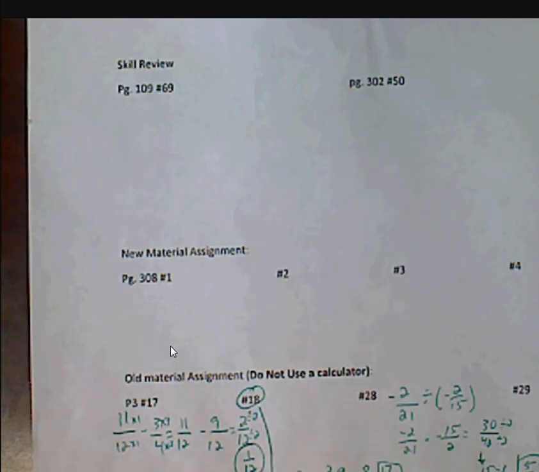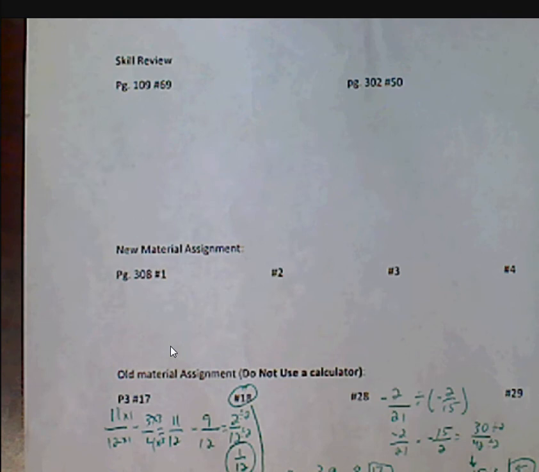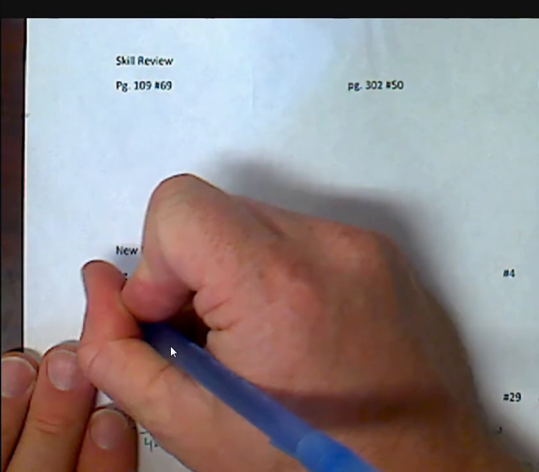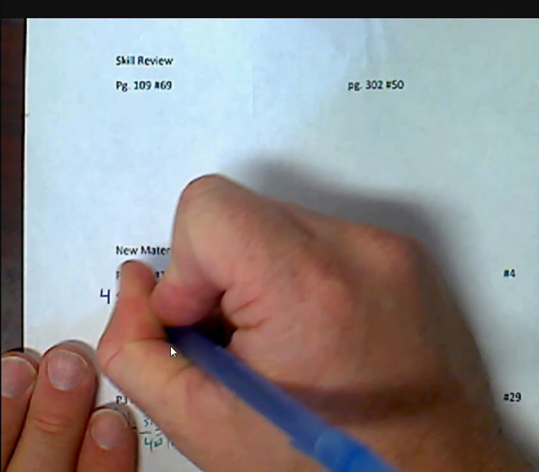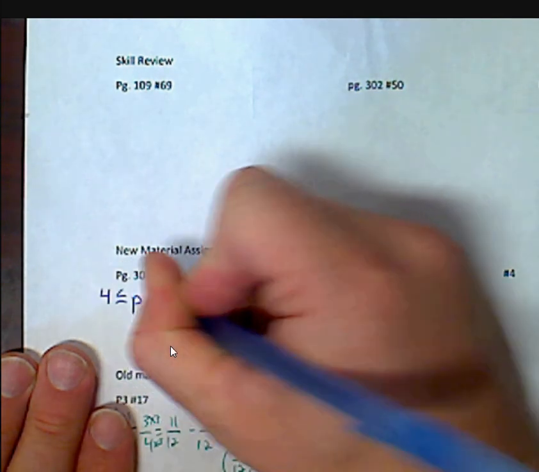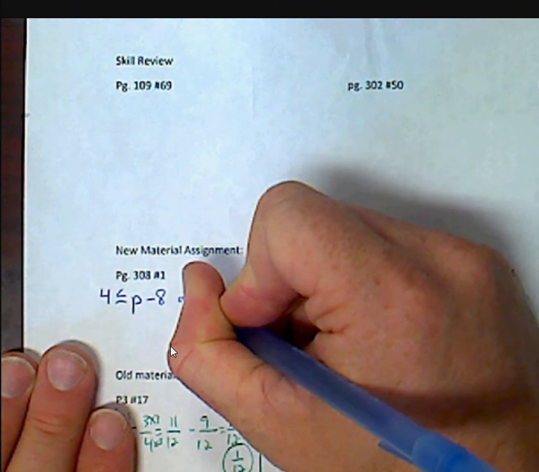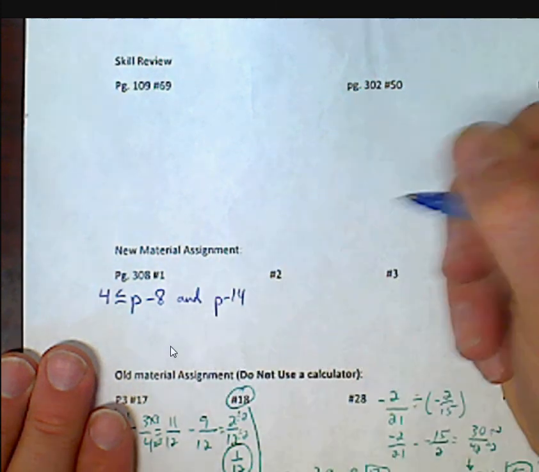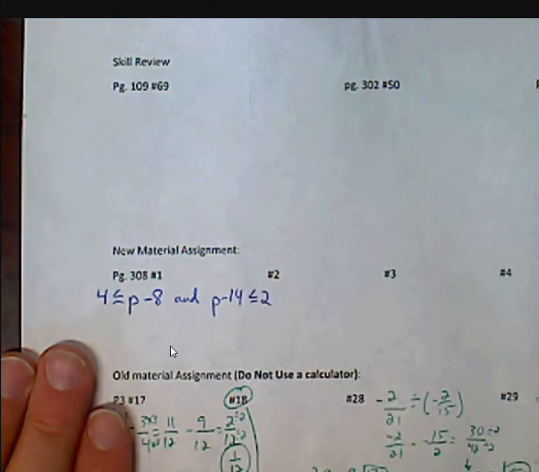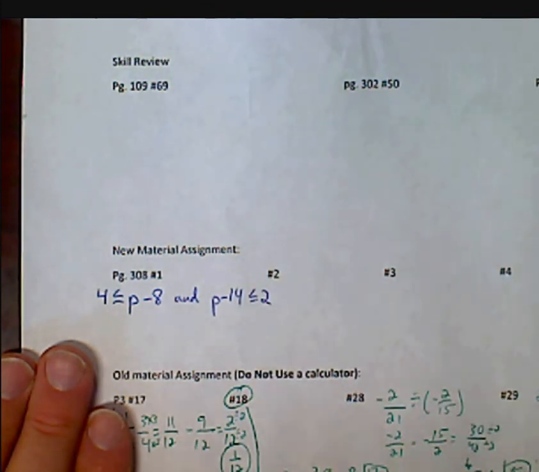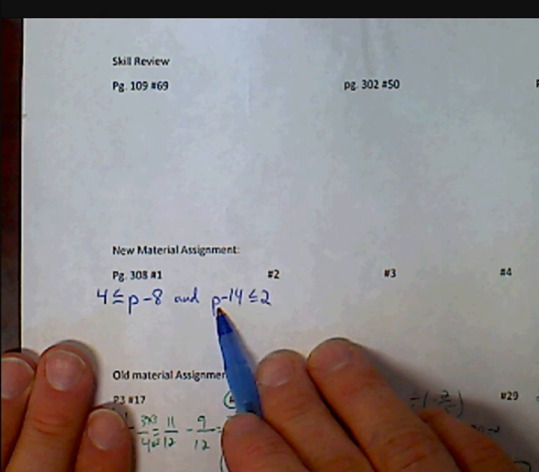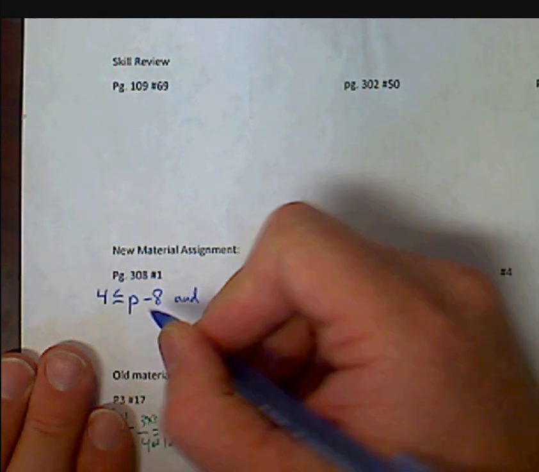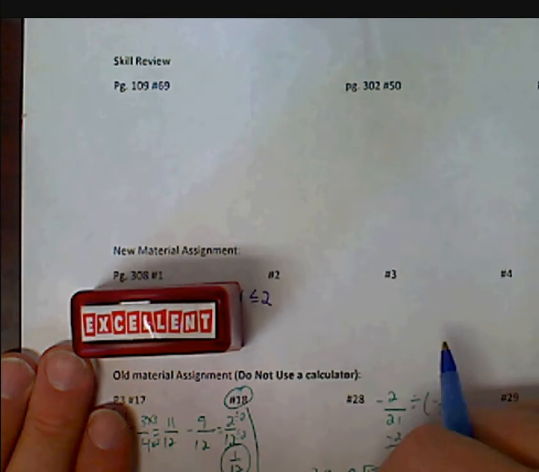So, on page 308, number 1, it has 4 less than or equal to p minus 8 and p minus 14 less than or equal to 2. So I have 2 inequalities. I'm going to go ahead and solve this one first. Obviously, pause the video and try yourself.